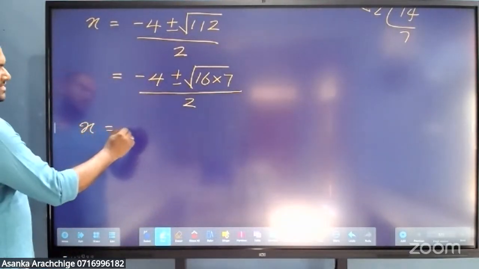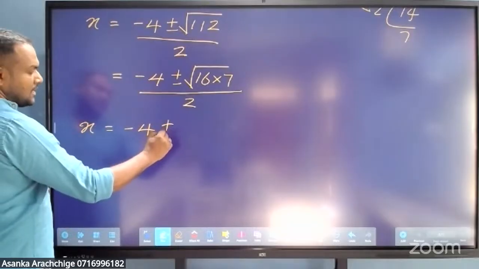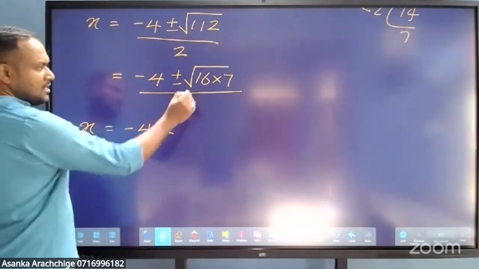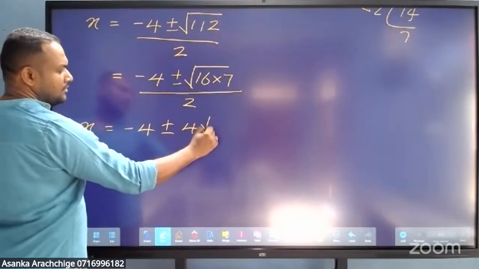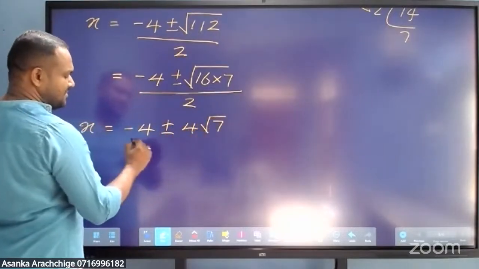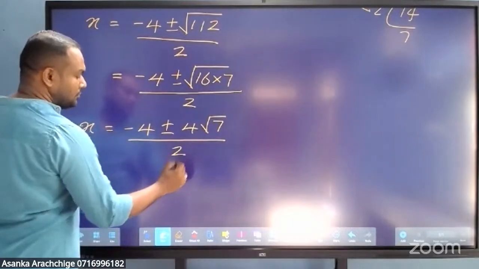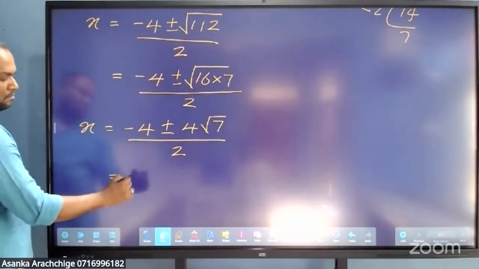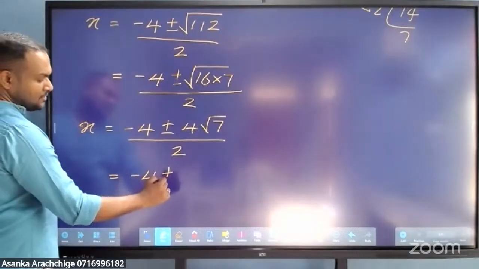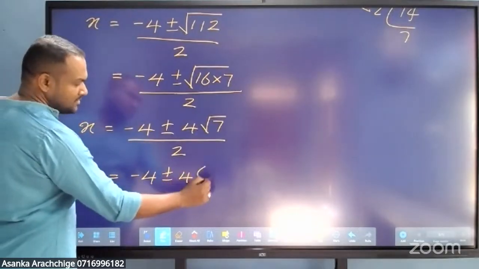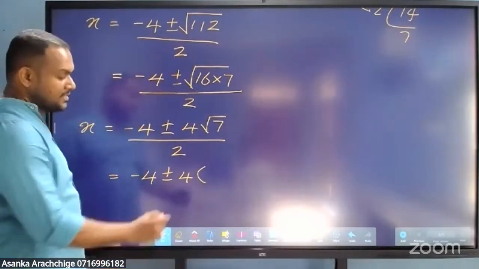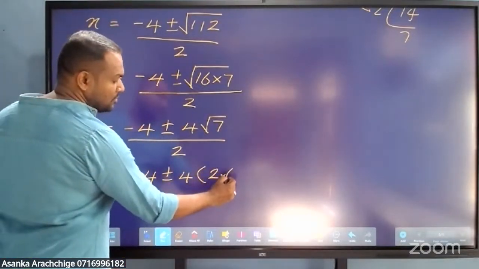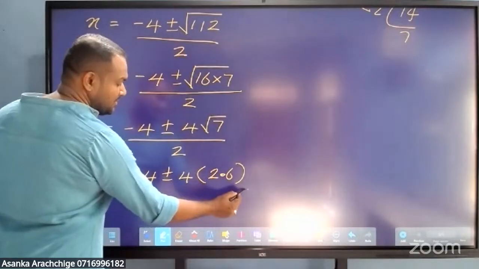Then x equals minus 4 plus minus square root of 16 comes out as 4, then square root of 7 remains, upon 2. Minus 4 plus 4 times square root of 7 is given to be 2.6. You have to substitute 2.6.